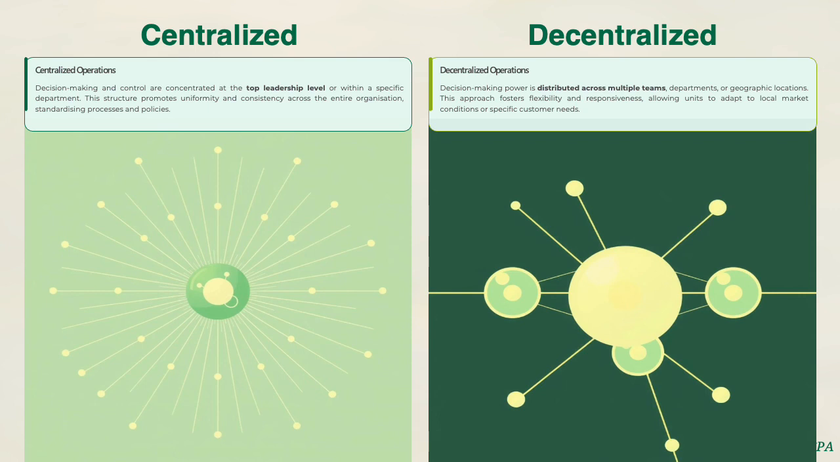decentralized. Now, decentralized operations has something to do when the decision-making power is distributed across multiple teams, departments, or geographic locations. So this approach fosters flexibility and responsiveness, allowing units to adapt to local market conditions or specific customer needs. So the difference between the two is that yung centralized kasi, from the word itself, naka-sentro sa top management. Ang decentralized naman is distributed.